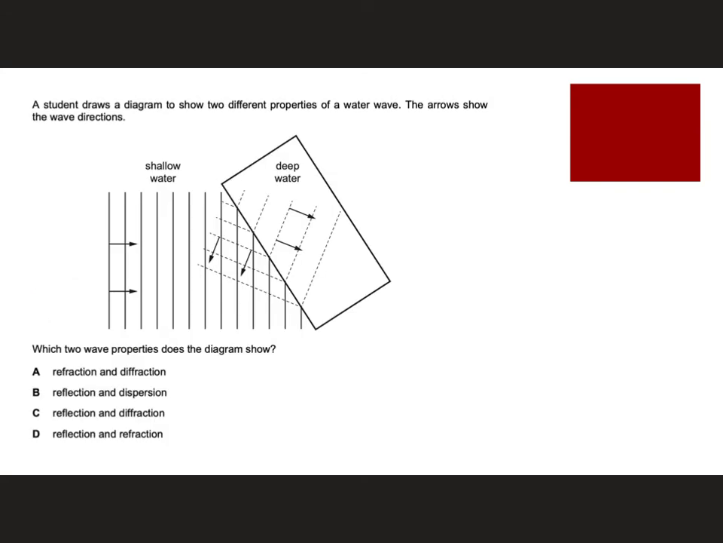Okay, so we've got some wavefronts here going from shallow water to deep water. Now, if you don't remember, this is what's going to happen. It's slower in the shallower water. Think of it as the bottom causes extra friction compared to the deeper water. So pause the video, read the answers, and make your choice.